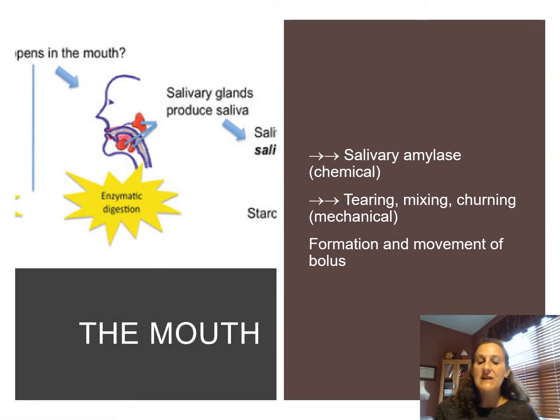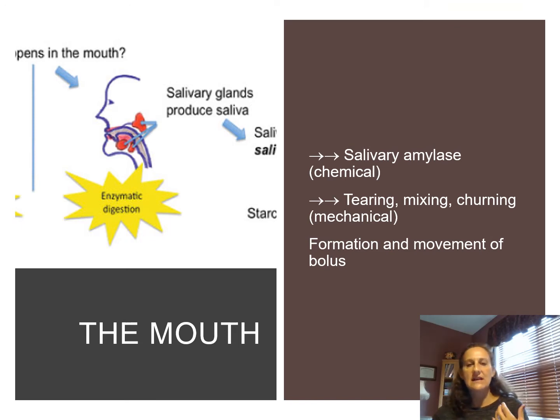We begin our GI journey in the mouth with a mucus-like fluid called saliva. Digestion in the mouth is chemical digestion through the action of saliva, which contains the enzyme salivary amylase. Salivary amylase will metabolize or break down starches. I want you to know examples of chemical digestion, which are the enzymes, and also mechanical digestion.